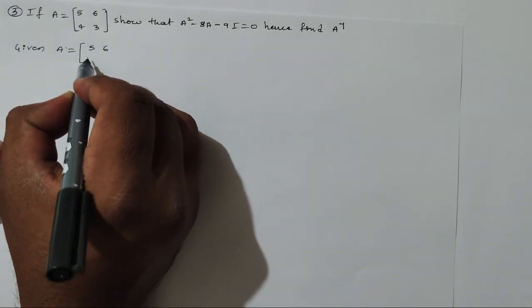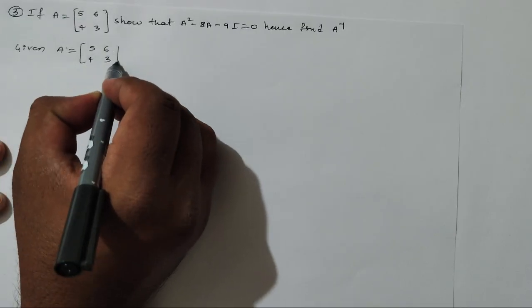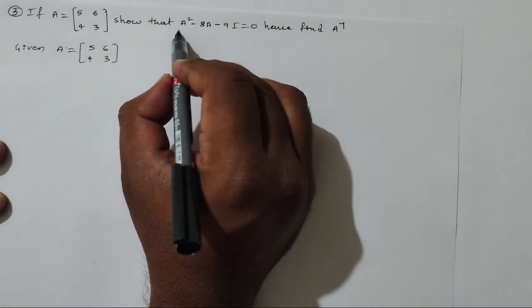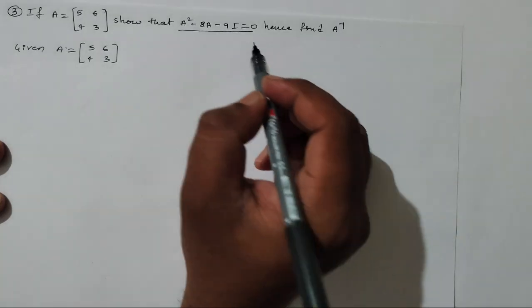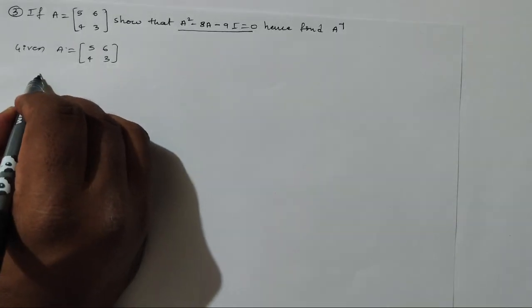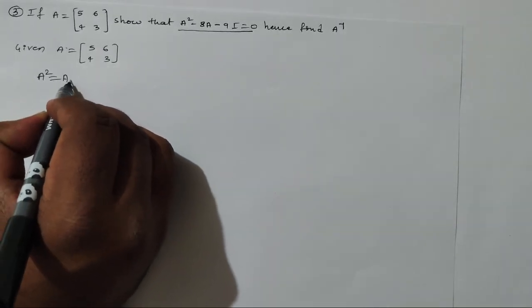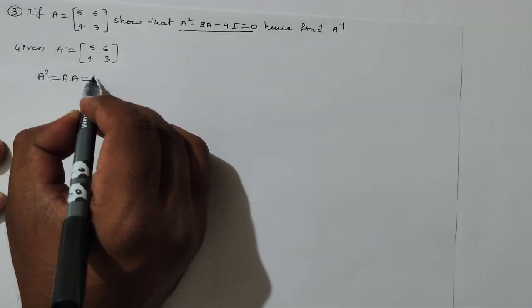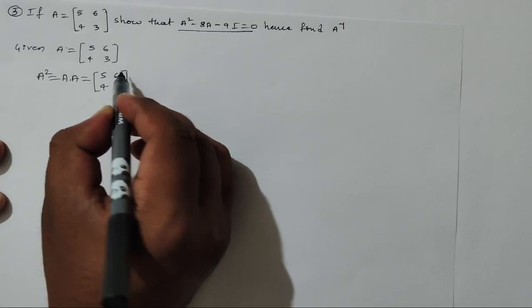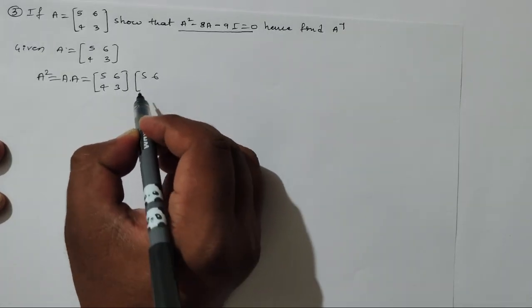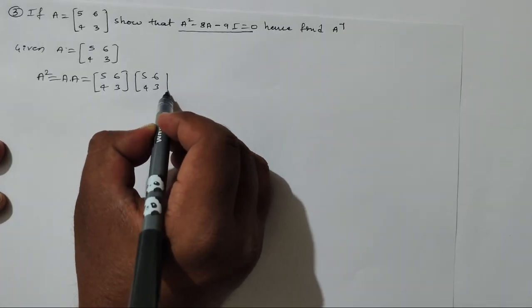5 6 4 3. Okay, first see here A square minus 8A minus 9I equal to 0. Now find A square. A square equal to A into A. So what is matrix A? 5 6 4 3 into 5 6 4 3.